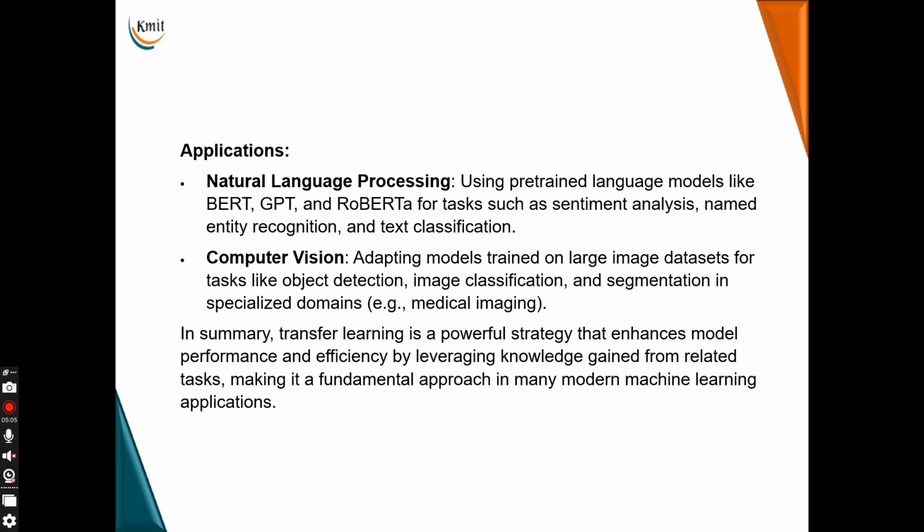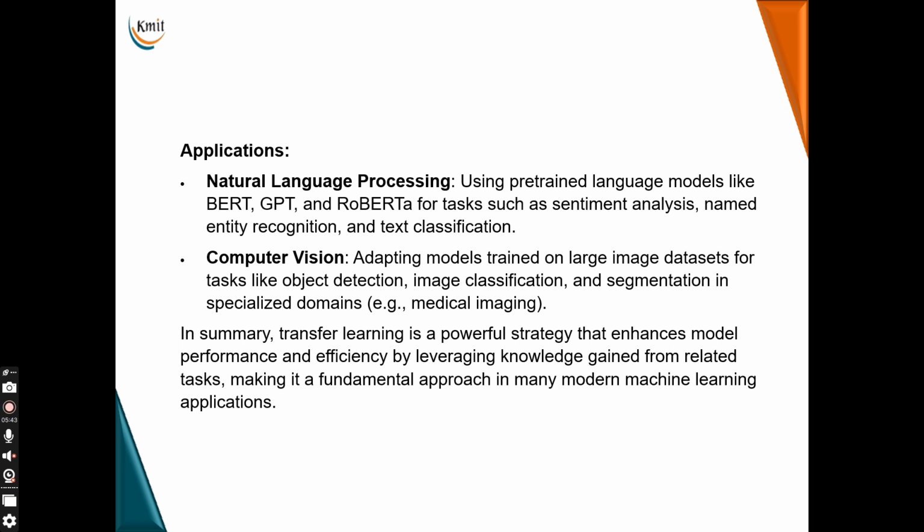Named entity recognition like tagging and text classification, right? Then computer vision, whenever you are trying to work with image data sets, working with a pre-trained model which has learned from large image data sets, you can still work with those models in order to work with a specific domain. Like, now don't read through all the images, read through only medical imaging, right?